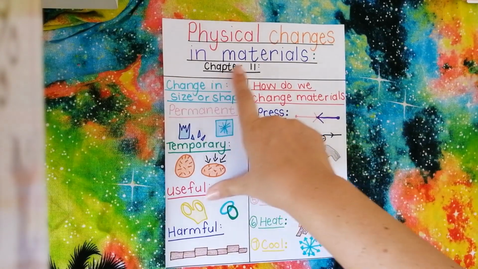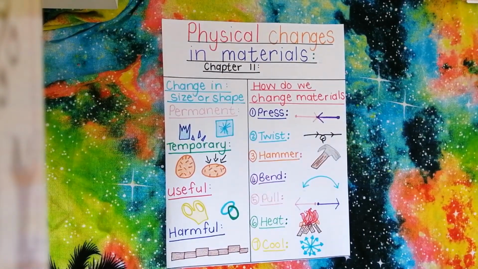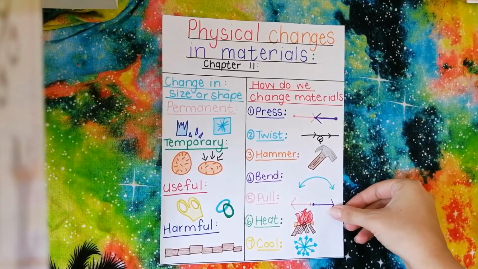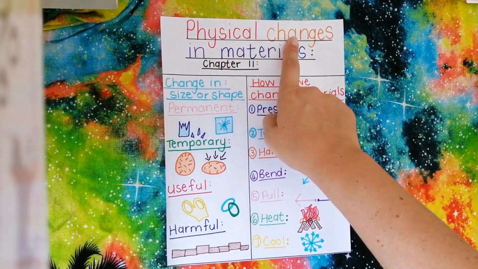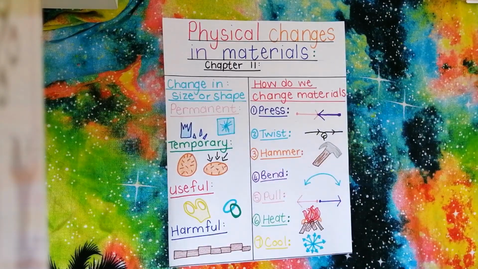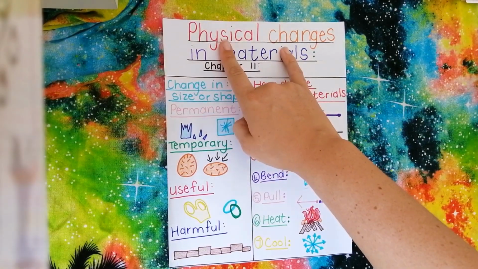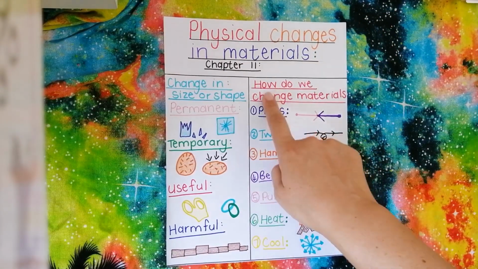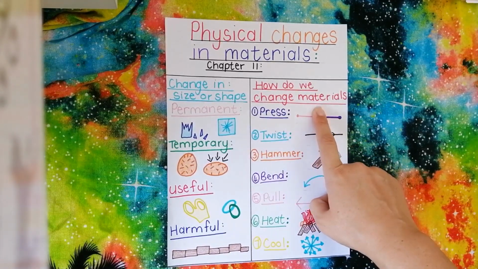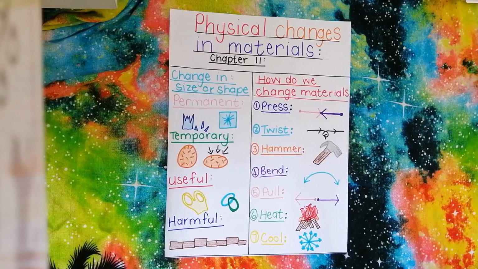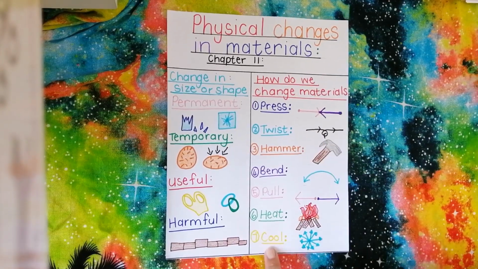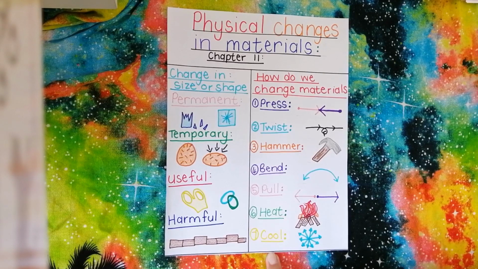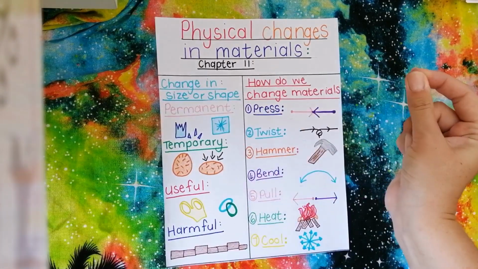All right, chapter 11. So now this is the second chapter that we covered, and this chapter is called Physical Changes in Materials. So we are going to find out, or we did find out, what causes physical changes. Physical changes meaning changes that we can see, okay? So first of all, how do we change materials? I've drawn pictures, and hopefully it will help you remember the 7 ways that we can cause physical change in materials.